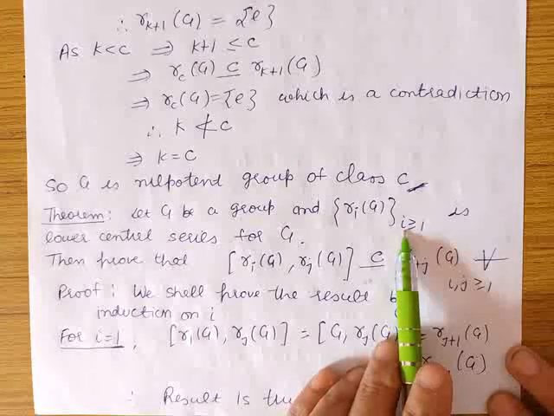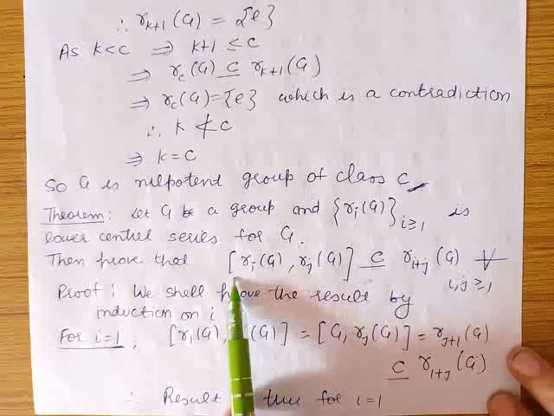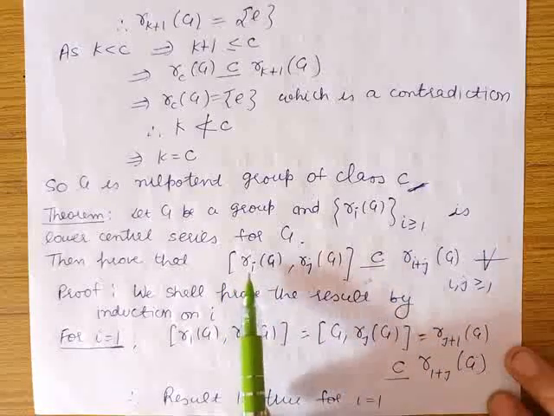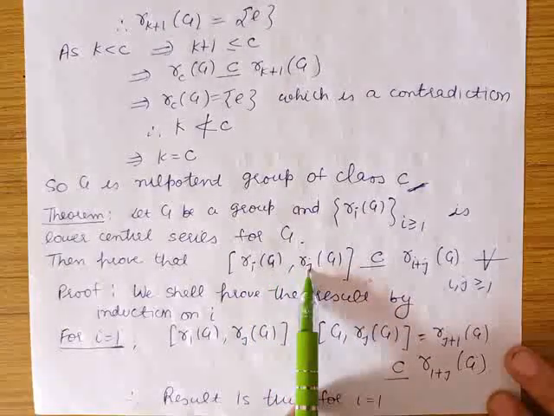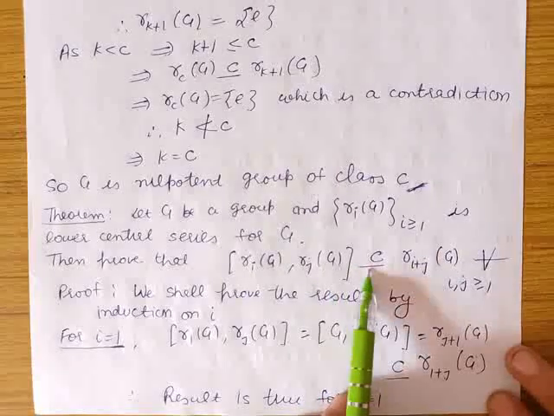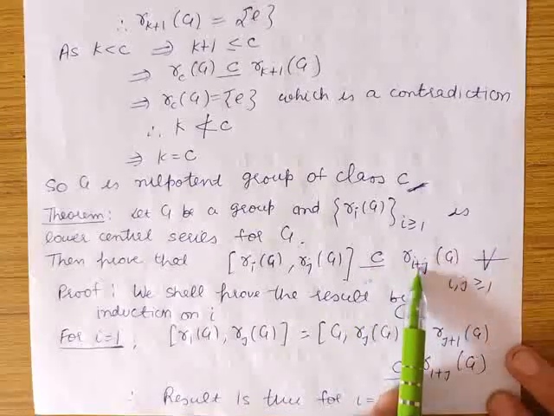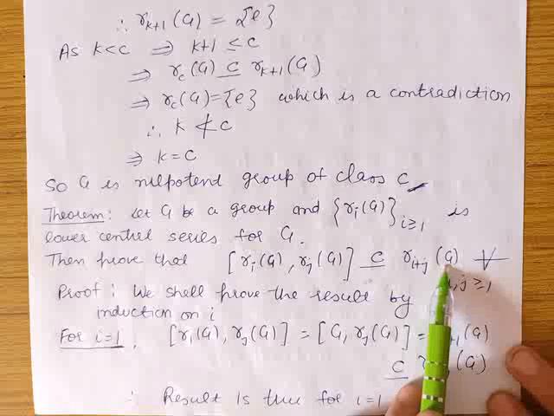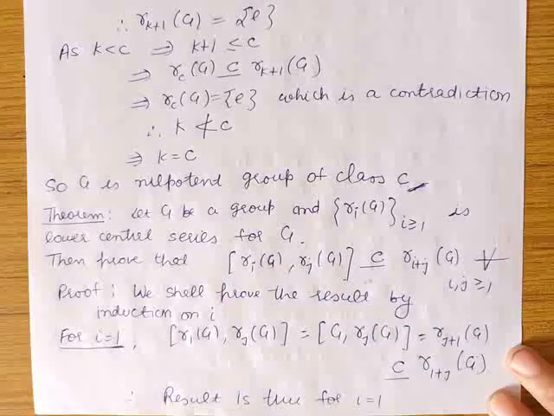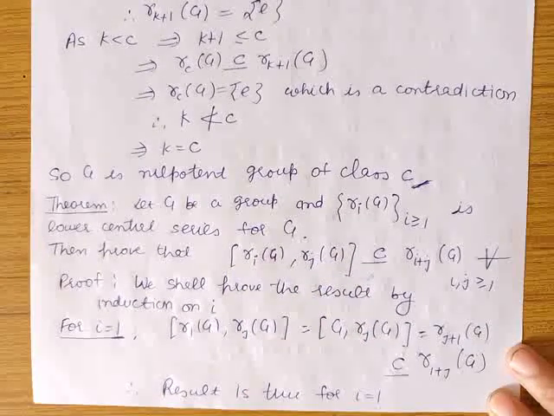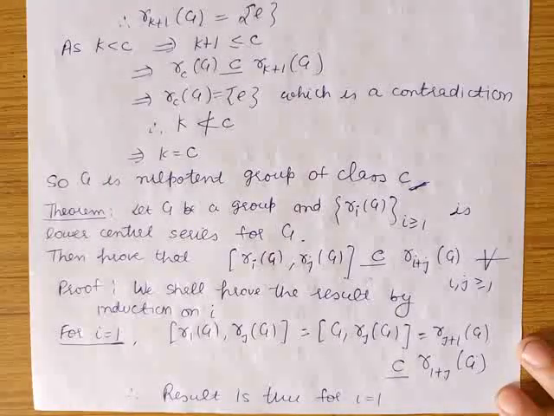Then, we are to prove that the commutator of γ_i(G) with γ_j(G) is contained in γ_{i+j}(G) for every i and j which are greater than or equal to 1. To prove this result, let us apply induction on i. So first of all, let us take i equal to 1.